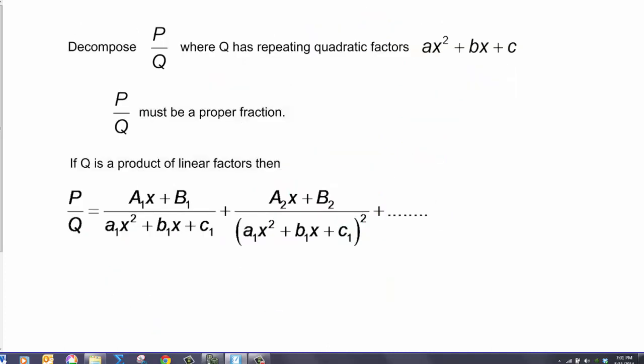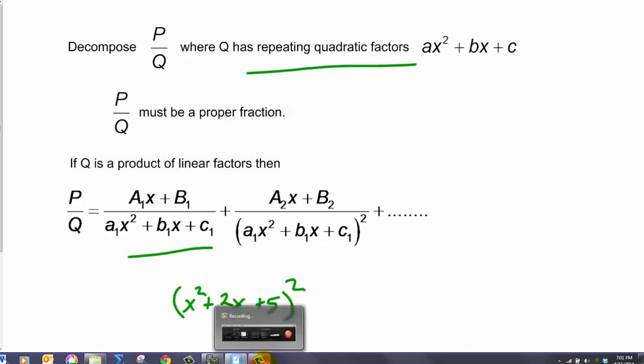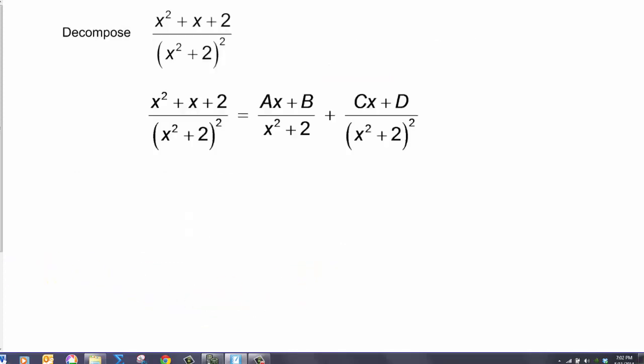So our last example is where we have a repeated quadratic factor. In other words, we have possibly like x squared plus 2x plus 5 represented twice in our denominator. In that case, we have to represent the initial factor of x squared plus 2x plus 5 and its repeated factor, x squared plus 2x plus 5 quantity squared, in separate denominators. So I've done that in this problem.